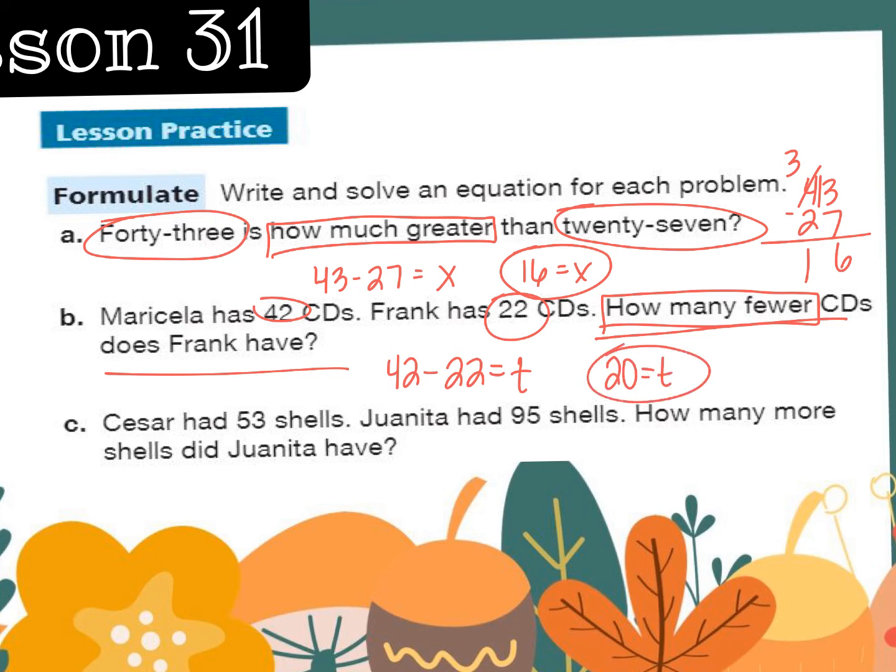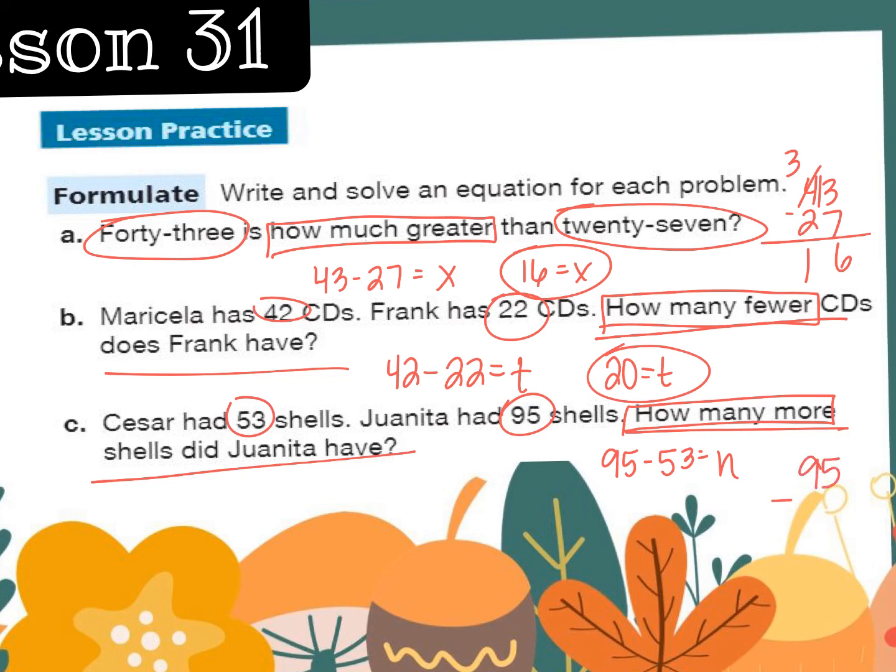All right, last one. Caesar has 53 shells. Juanita has 95. How many more shells did Juanita have? How do I write the equation first? 95 minus 53 equals, let's use N for number. It equals a number. I don't know what number, but I'm going to solve for it in just a second. So what do I do? 95 minus 53. And what do I have? 42. So N equals 42. Okay, does this make sense?